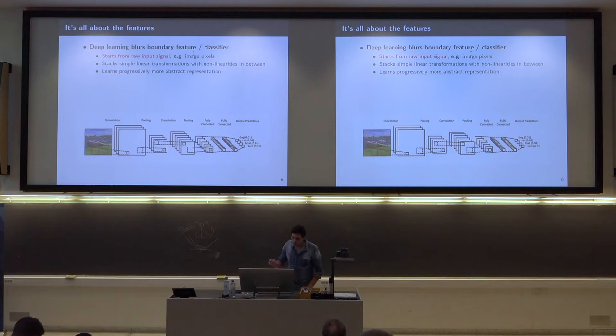Then you will stack some simple linear transformations starting from this raw image, with non-linearities in between the linear transformations, because if you compose linear transformations, you obtain a linear transformation again. So you need non-linearities in between. And like this, you will learn progressively more abstract representations.